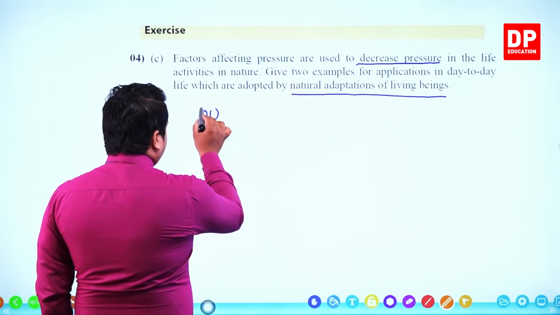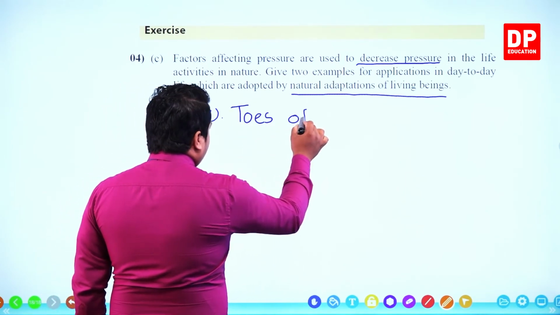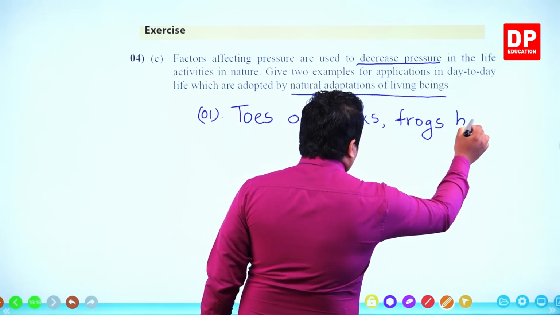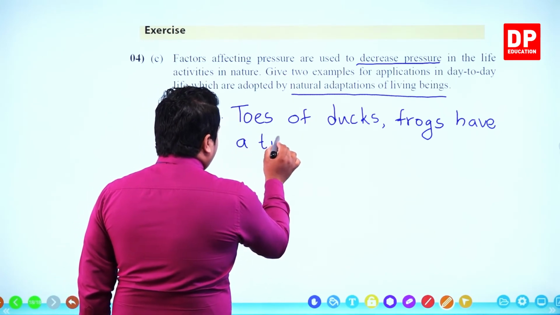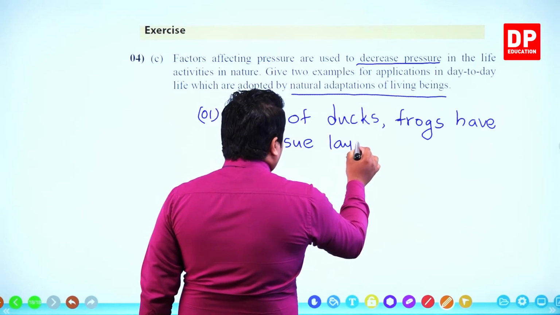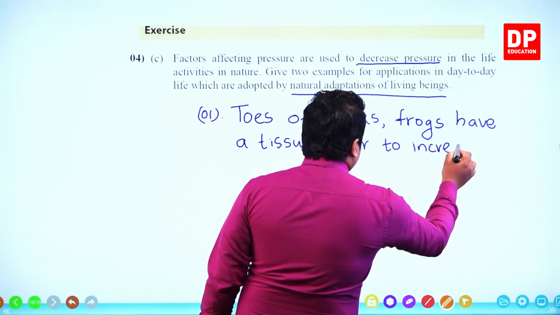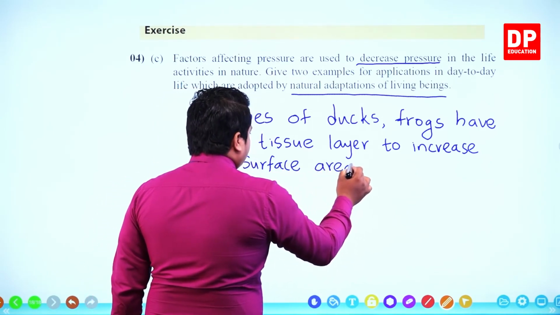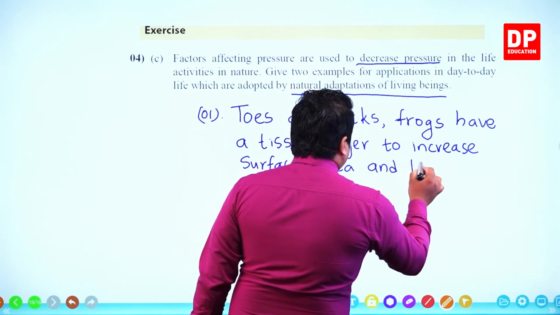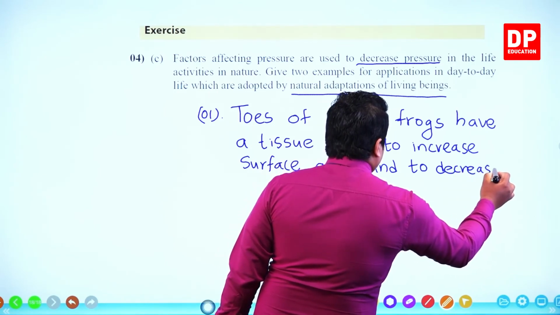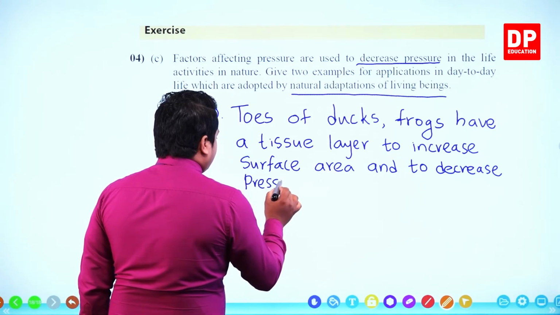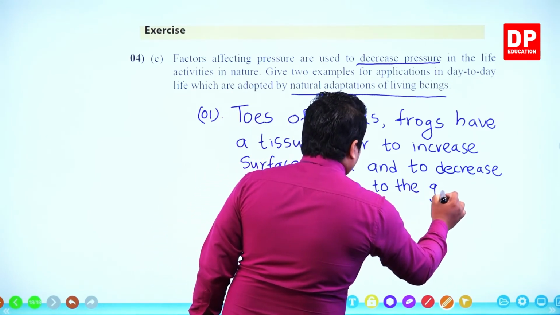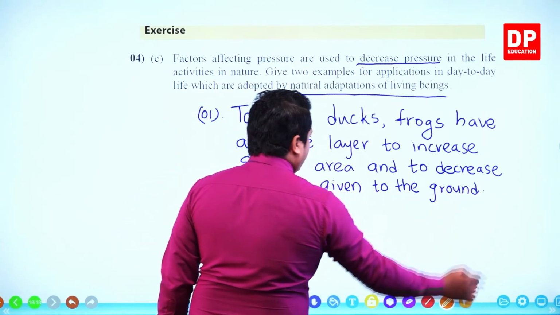Number 1, toes of ducks, frogs have a tissue layer to increase surface area and to decrease pressure given to the ground. Right? Given to the ground.